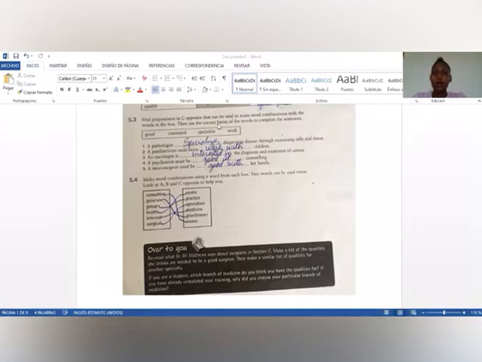Find the preposition in C opposite that can be used to make word combinations with the words in the box. Then use the correct form of the words to complete the sentences. Number 1, a pathologist specializes in diagnosing disease, so examining cells and tissue. Number 2, a pediatrician must enjoy working with children. Number 3, an oncologist is interested in the diagnosis and treatment of cancer.